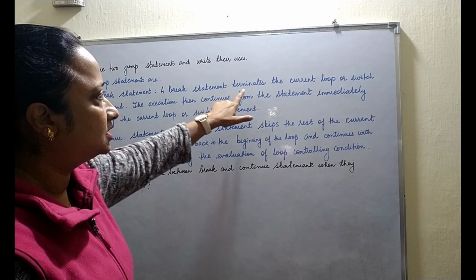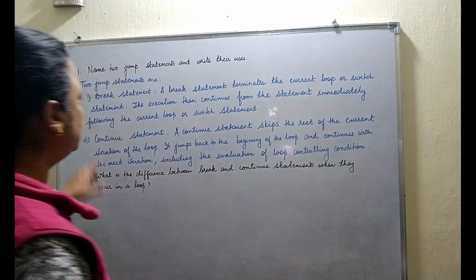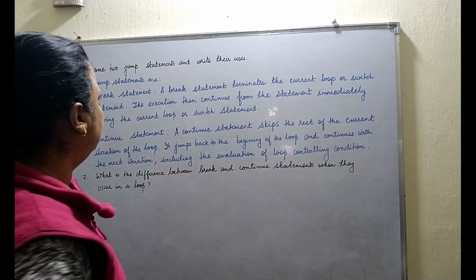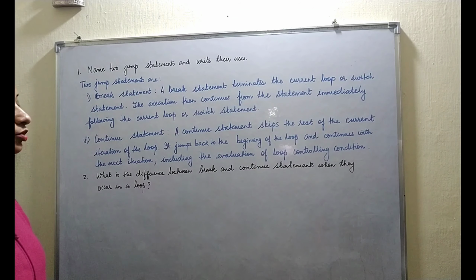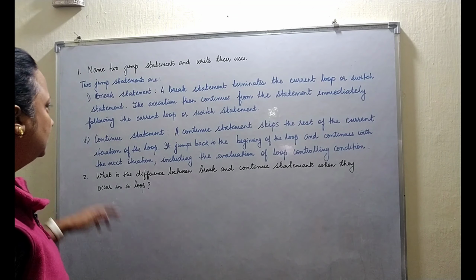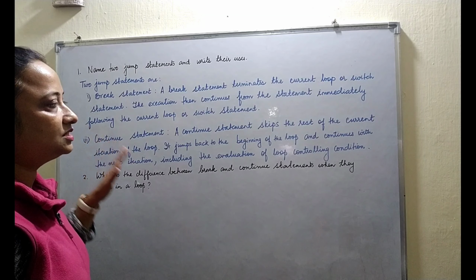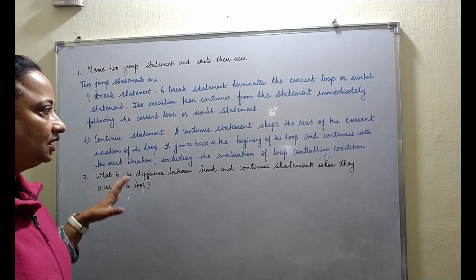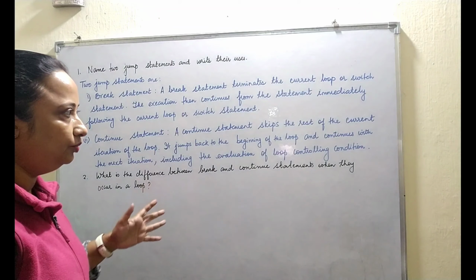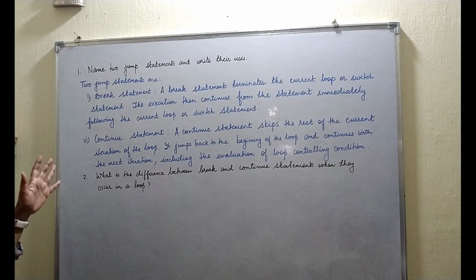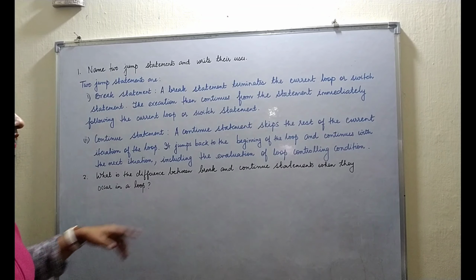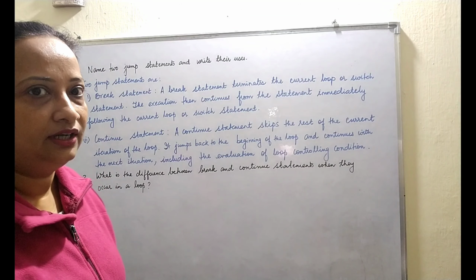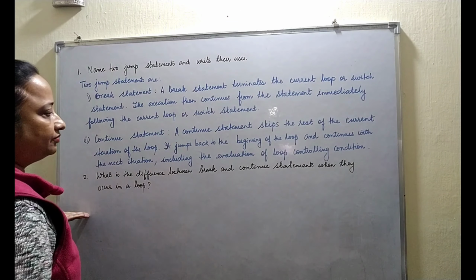A break statement terminates the current loop or switch statement. The execution then continues from the statement immediately following the current loop or switch statement. And a continue statement skips the rest of the current iteration of the loop. It jumps back to the beginning of the loop and continues with the next iteration, including the evaluation of the loop controlling condition.